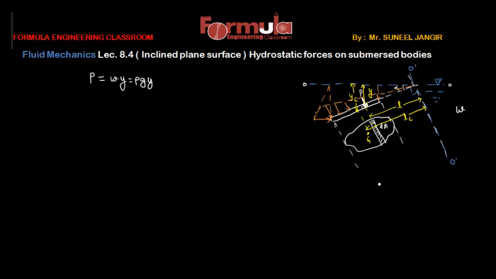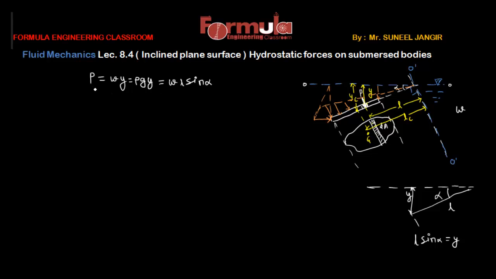So here I'm drawing another diagram roughly. If I'm saying this is y, and we are defining this distance as L, and this angle is alpha, then we can write that L sine alpha is equal to y. So we can replace this y, and we can write the pressure intensity as W L sine alpha.